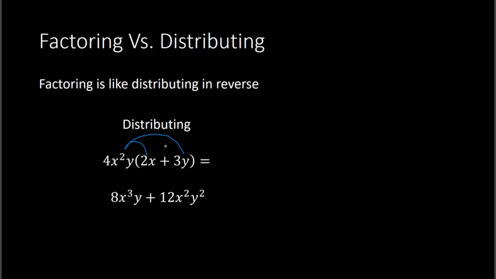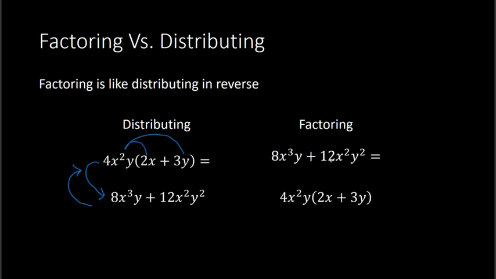So this is distributing. Now factoring is like going in reverse. So instead of starting with this and getting 8x cubed y plus 12x squared y squared as my answer, factoring is going the other way. So it's starting with the 8x cubed y, etc., and going back up here at the top. So that is my objective. So we start with this, and we're trying to pull things out so that we have something outside of the parentheses, and then we have the 2 terms in parentheses.